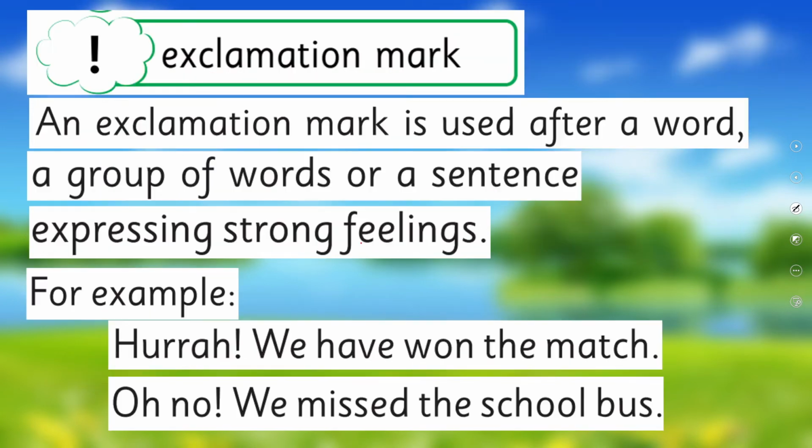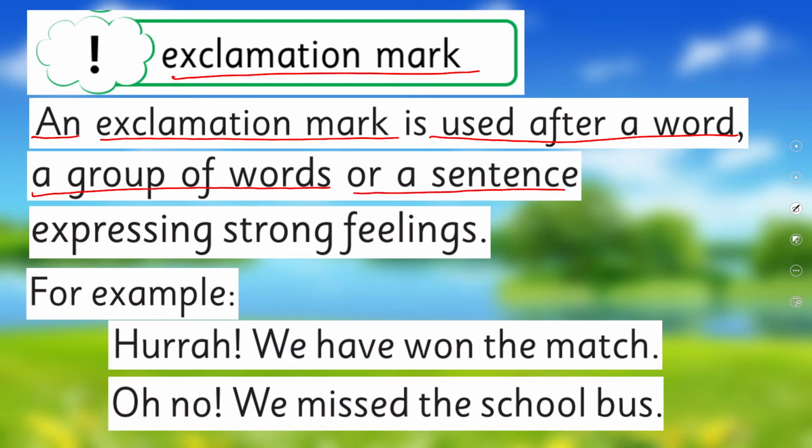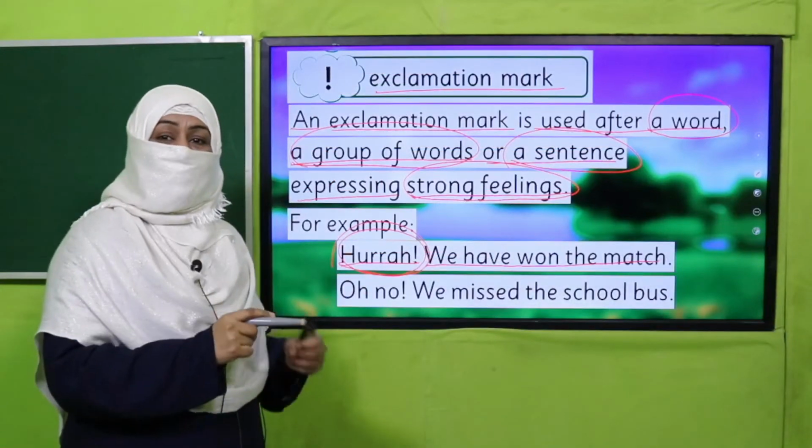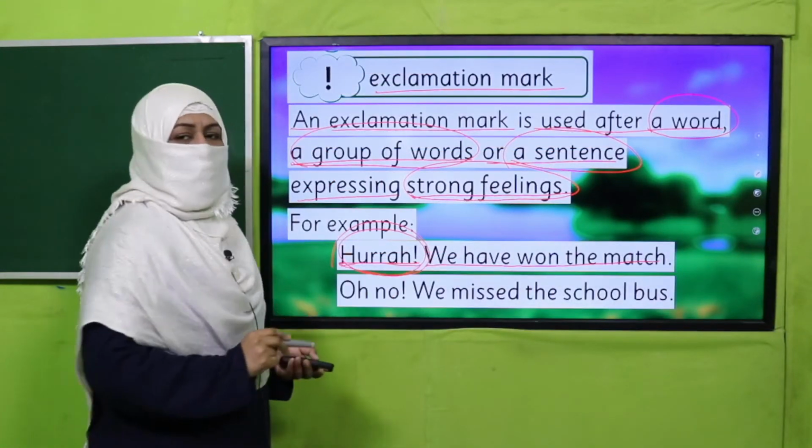And the last punctuation mark we are going to learn today is the exclamation mark. An exclamation mark is used after a word, a group of words, or a sentence expressing strong feelings. For example, hurrah, we have won the match. This word is showing the strong feeling of joy and happiness. I'm very happy. You all say this, na? We won the match. Hurrah! So this is a word to show strong feelings.